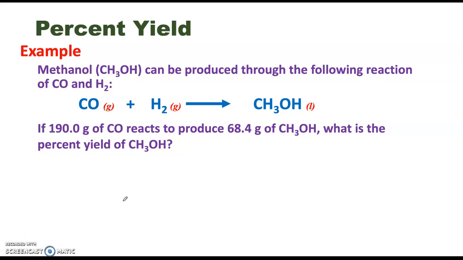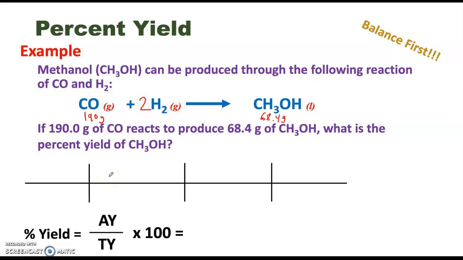So here's another one. Methanol can be produced through the following reaction of CO, carbon monoxide, and hydrogen. If I use that reaction, which I should probably balance first, I check here: I've got 1 carbon, 1 carbon, 1 oxygen, 1 oxygen, but I've got 4 hydrogens, so I should double this. Now I think it's good to go. It says if 190 grams of this goes in, it produces 68.4 grams of this. So that's how much it actually produced. What is the percent yield of methanol?